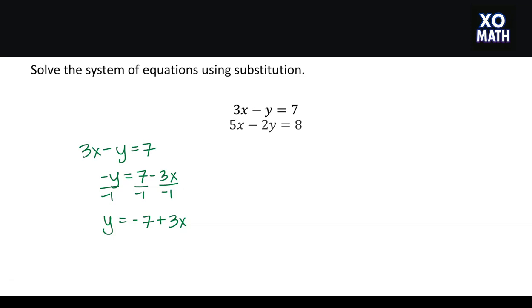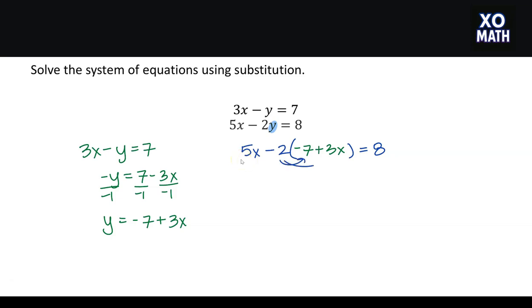Now comes the substitution part. We are going to substitute into the other equation our newly found y. Y is equal to negative 7 plus 3x, so we're going to substitute that quantity into y over here. So that's going to leave us with 5x minus 2 times the quantity negative 7 plus 3x is equal to 8. And now this equation only has one variable, x, so we'll solve for x.